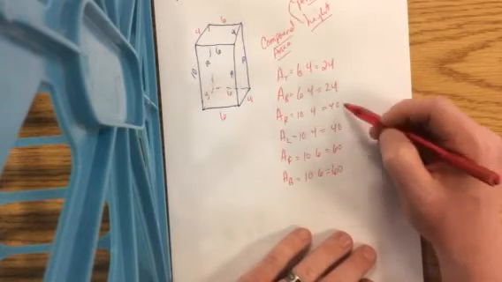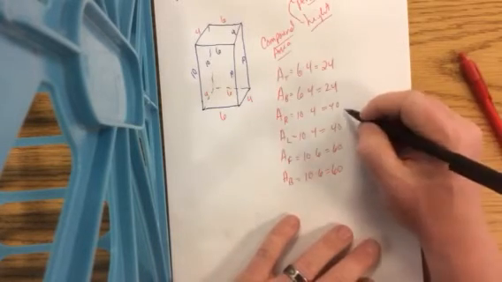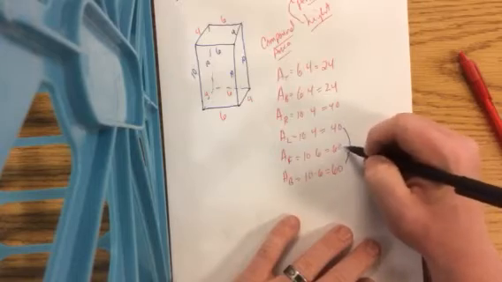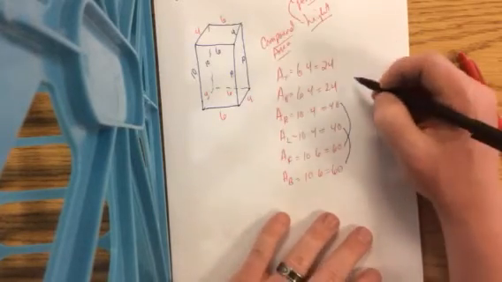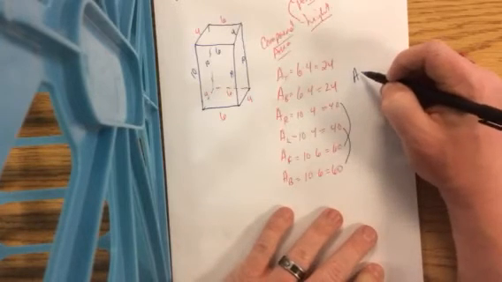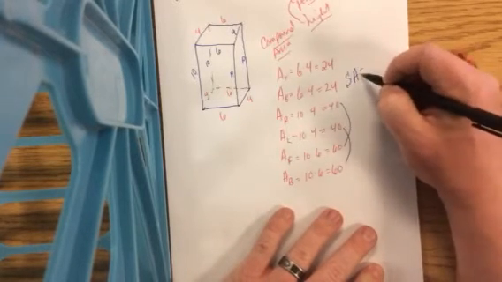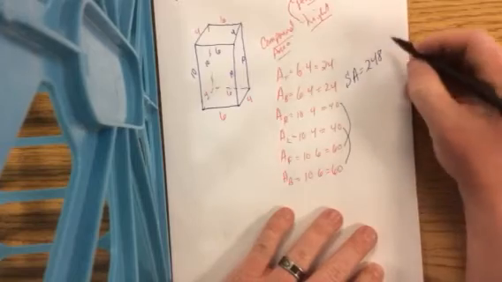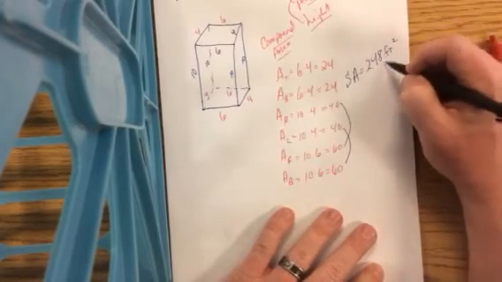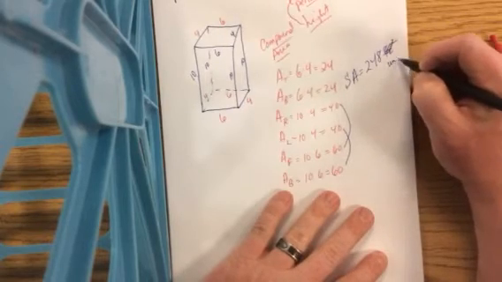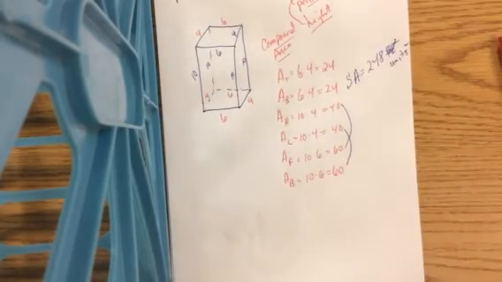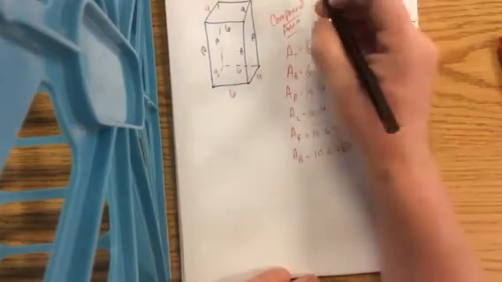40 and 60 make 100, so that's 200 for the four sides. And then these two make 48. If I add them all together, my total surface area is 248 square units. Units squared.